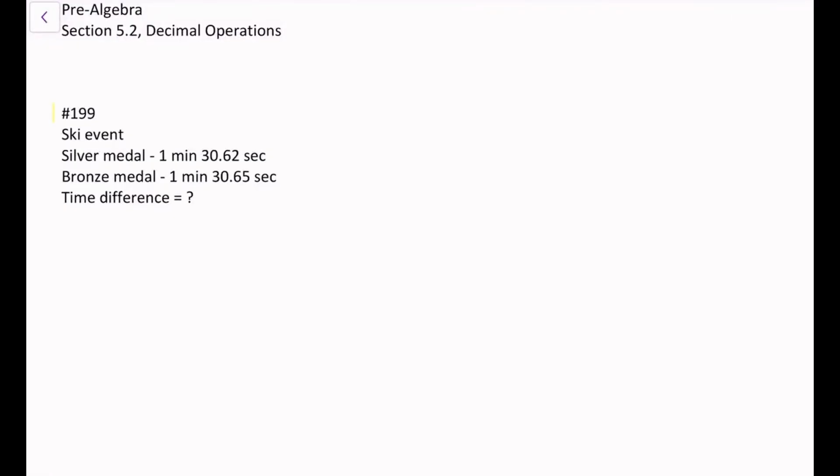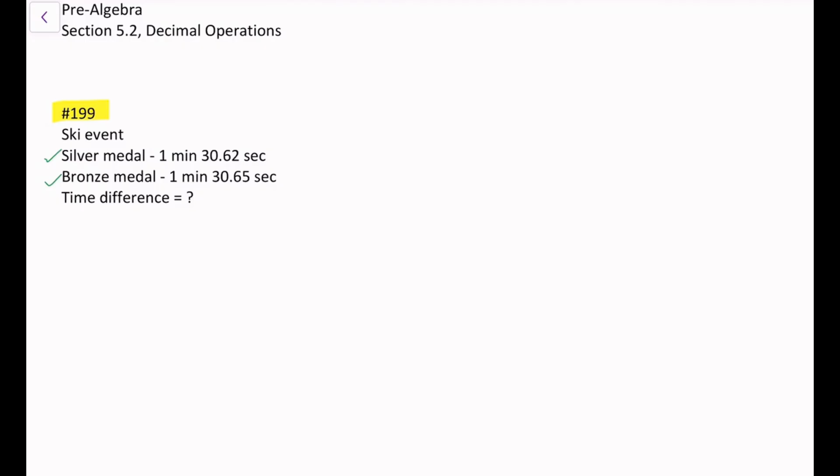Okay, so problem 199, we got a ski event here, and we are told that the silver medalist has a time record of 1 minute and 30.62 seconds, and the bronze medalist has a time record of 1 minute 30.65 seconds. So obviously, the silver medalist would be faster because silver is a higher level of achievement over bronze.